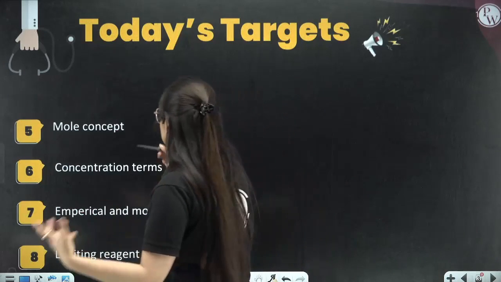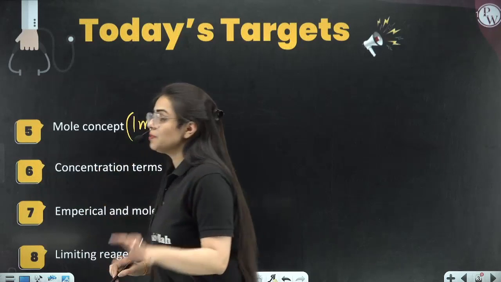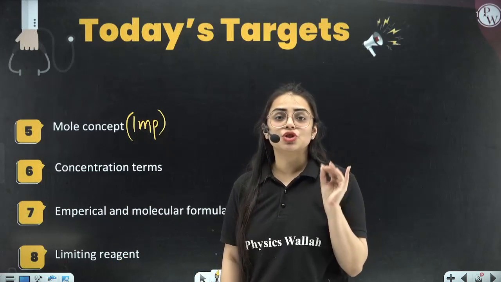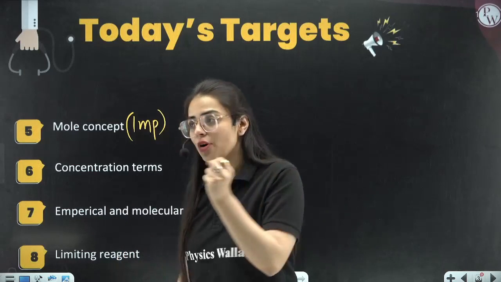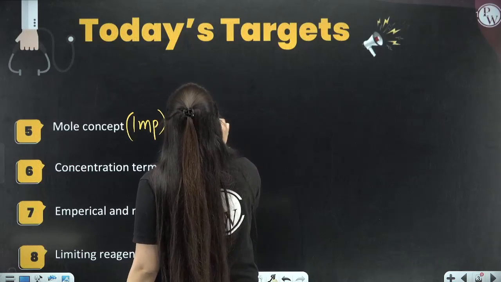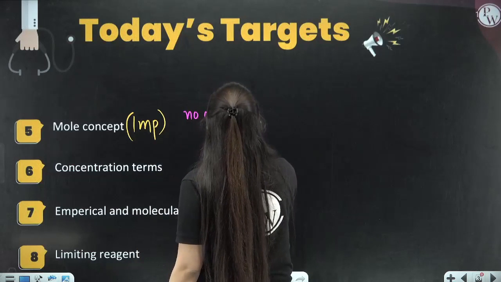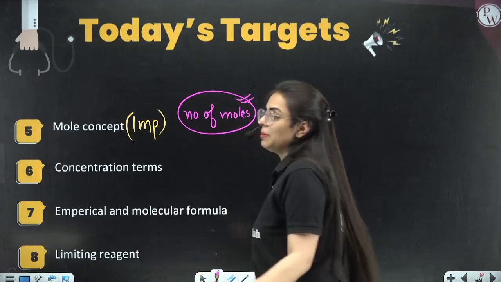Now, why am I saying it is the most important topic, students? Because many questions are asked from the general three basic formulas. Now, what are these general three basic formulas, ma'am, that you are talking about? They are based upon the number of moles. See, number of moles basically includes three major formulas.